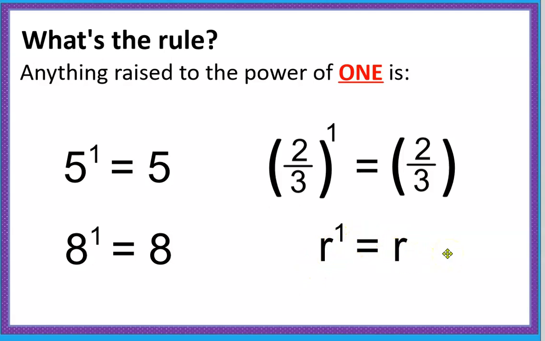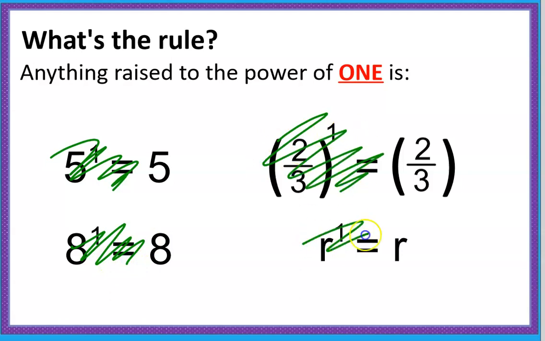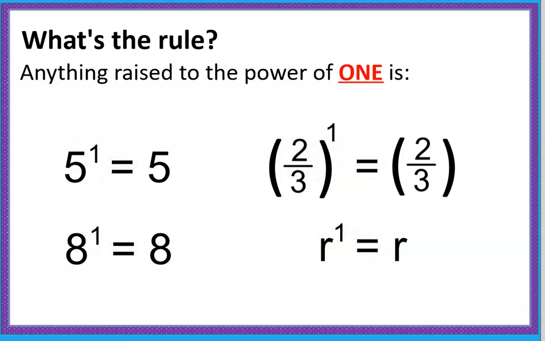So due to the fact that raising anything to the power of 1 does nothing or leaves the item remaining the same, we generally do not write anything to the power of 1. We simply write an item as itself. So raising anything to the power of 1 means that 1 can be an invisible power. So if ever you see the letter R, it has a power of 1 next to it. If ever you see the number 8, it has an invisible power of 1 next to it. All right, let's move to a different power.